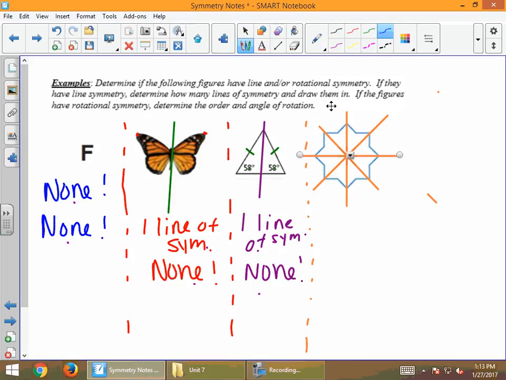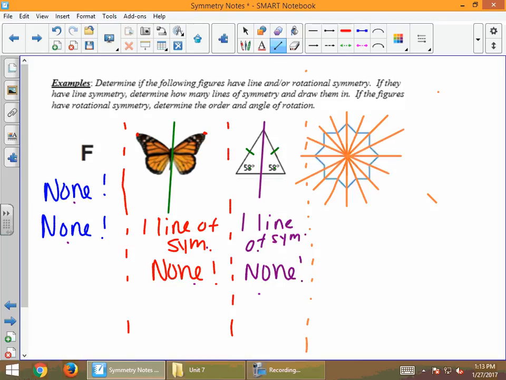Which ones can we draw in? Is that all, or are there more? Yeah, where can we draw the other ones? In the middle. Well, what do you mean by in the middle? Like, this is one more. Yeah, in between, where these inside points are. There we go. How many lines of symmetry did we draw?